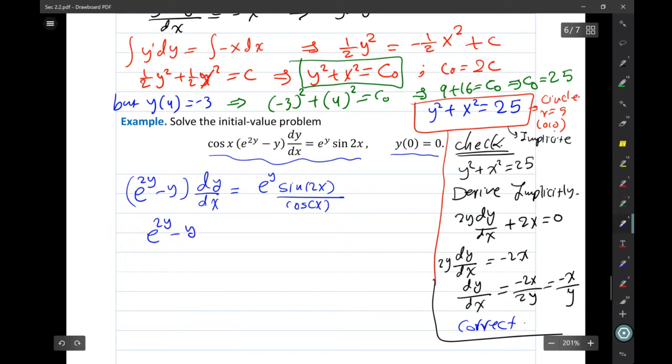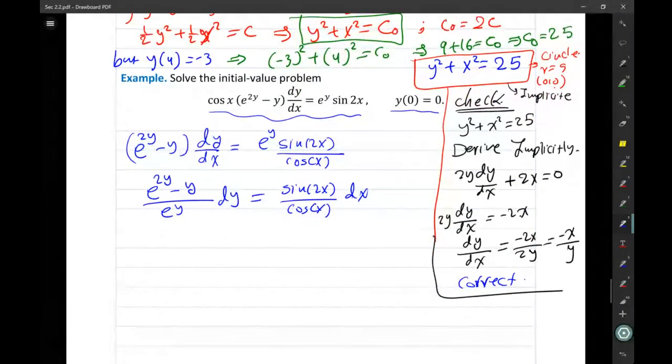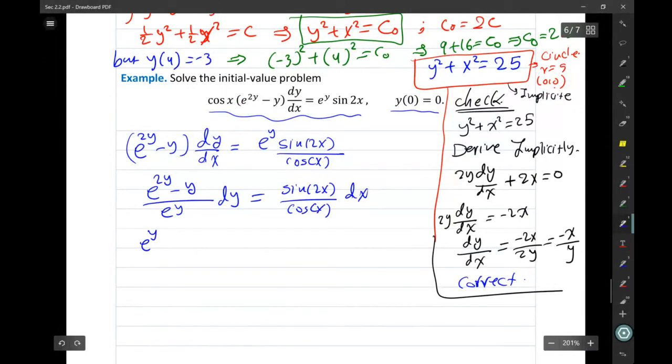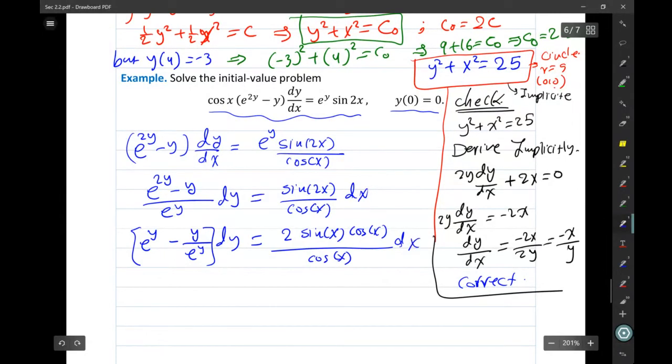e to the power 2y minus y divided by e to the power y, dy, equals sine 2x over cosine x, dx. Simplify: e^(2y) divided by e^y gives e to the power y, minus y over e to the power y, all of them dy. Sine 2x, I have an identity, 2 sine x cosine x over cosine x, dx.